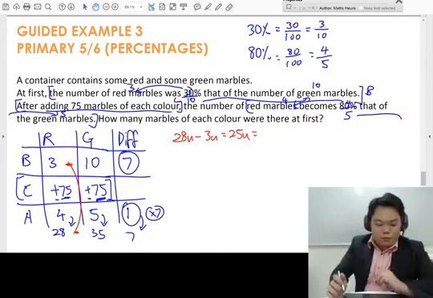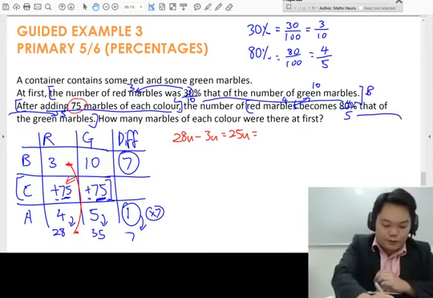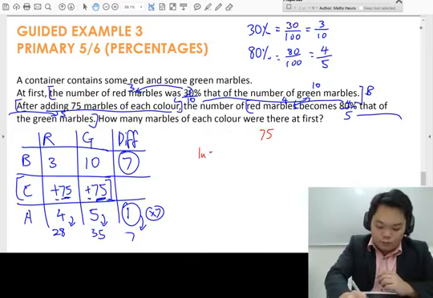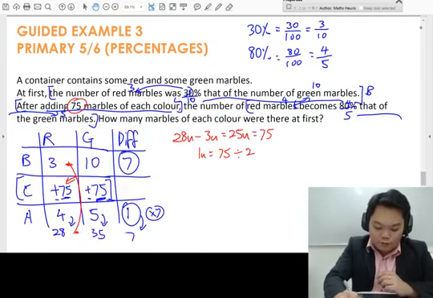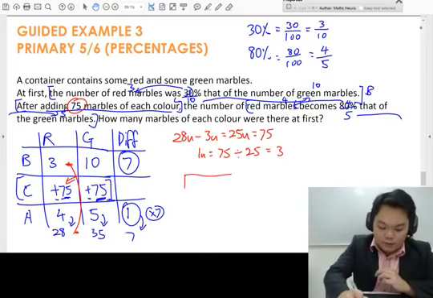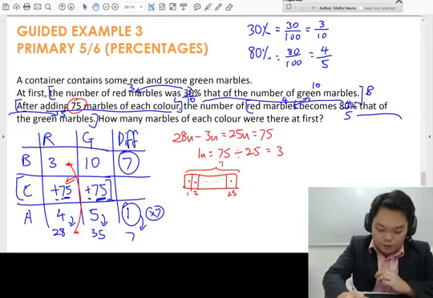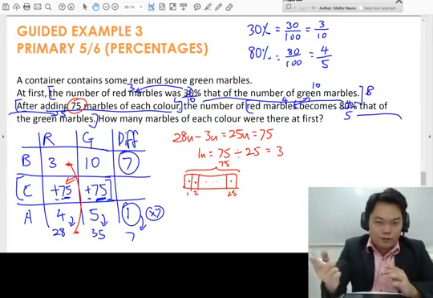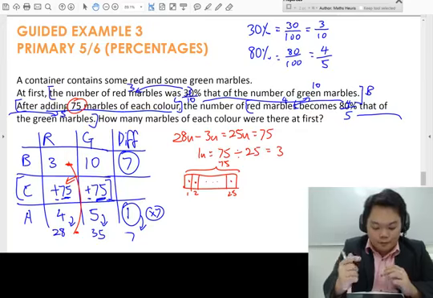Correct? Now this 25 units came from the 75 marbles that were added. So 1 unit will be 75 divided by 25. Okay, that will give you 3. Okay, Yap Ming, I just saw your comment just now. Why is this the case? Now imagine if you have 25 blocks, and they give you a total of 75. How do you find one of these blocks? You have to take the 75 and divide it by 25. Okay?